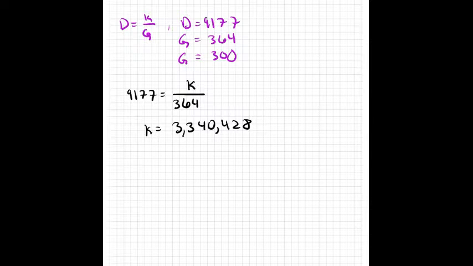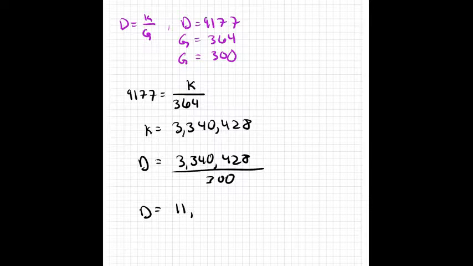Then it asks what the Dow will be if the price of gold drops. The Dow should go up, right? So D is going to be equal to 3,340,428 divided by 300. I'm just going to use my calculator. That divided by 300 is 11,134.76. So the Dow is about 11,134. I think that's the money.